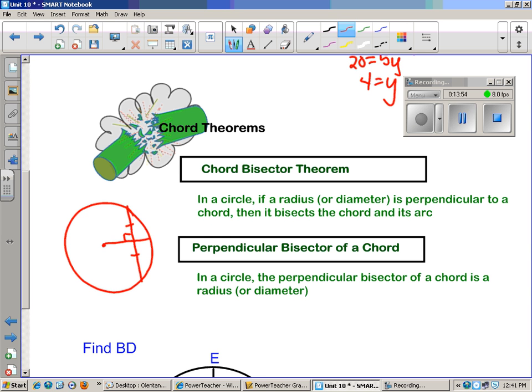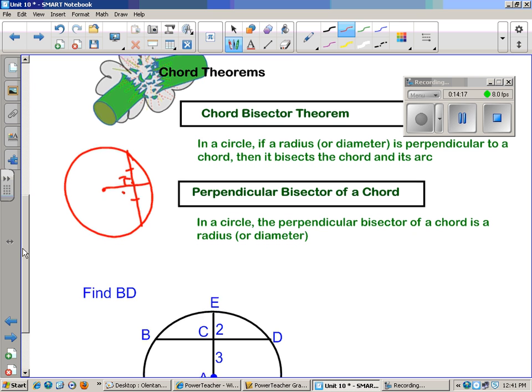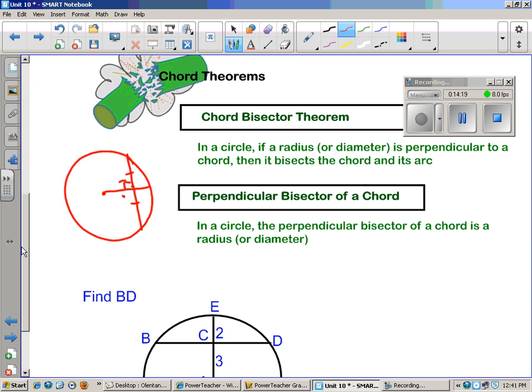In a circle, if the radius is perpendicular, then it's a bisector. And if it's a perpendicular bisector, then it's a radius. So both ways you have to know it's perpendicular. Okay? All right? That was a really good question. Did everybody get that?